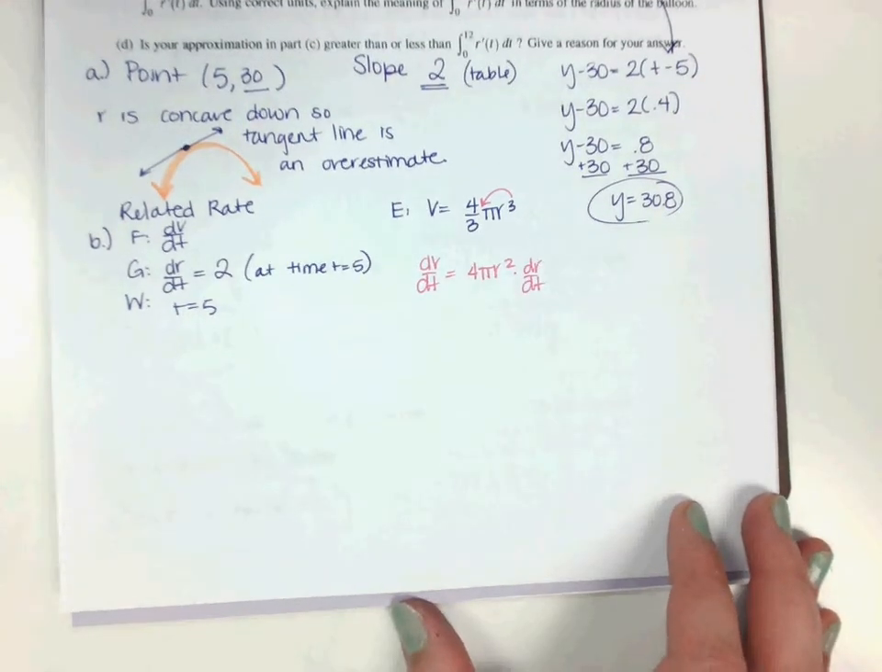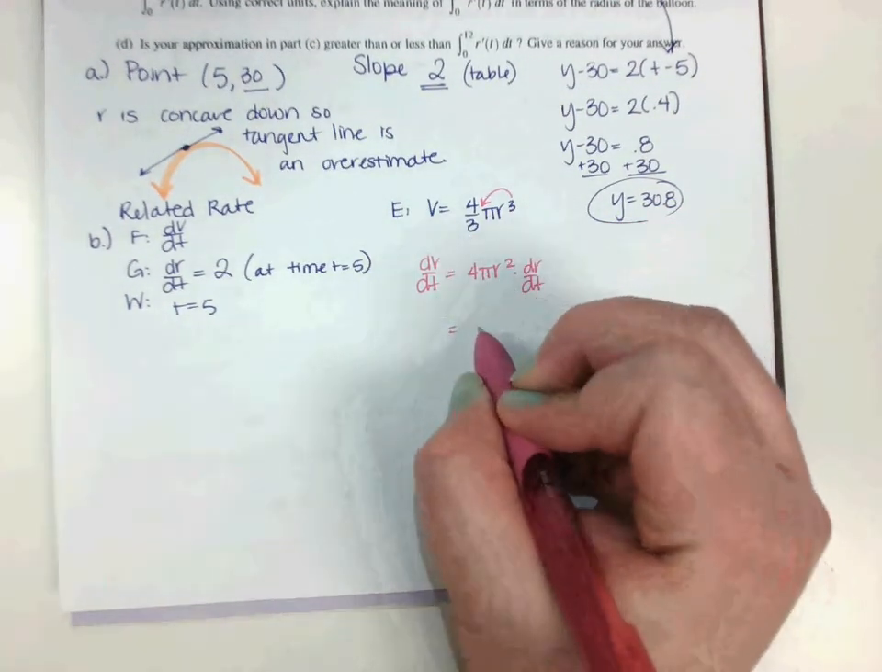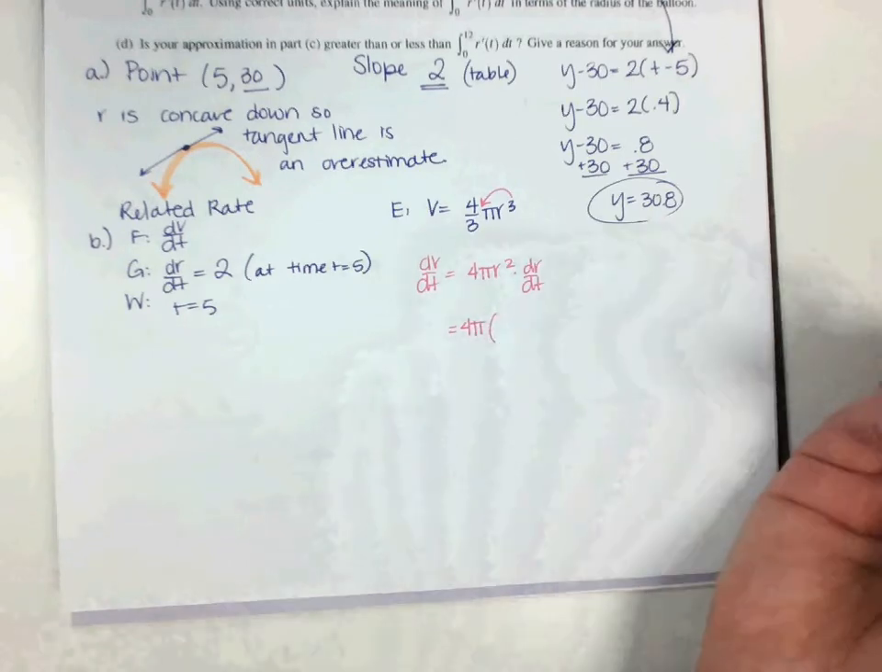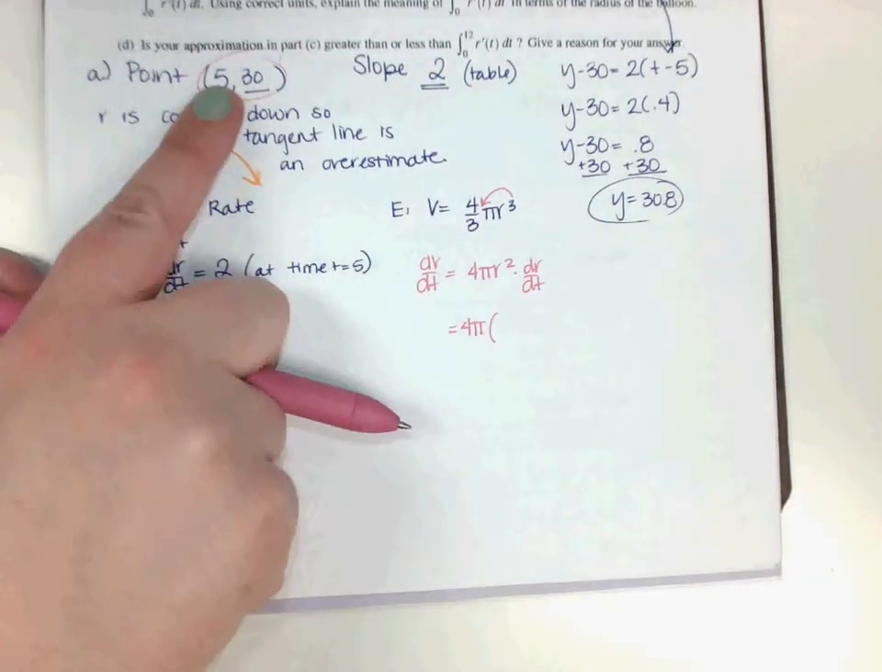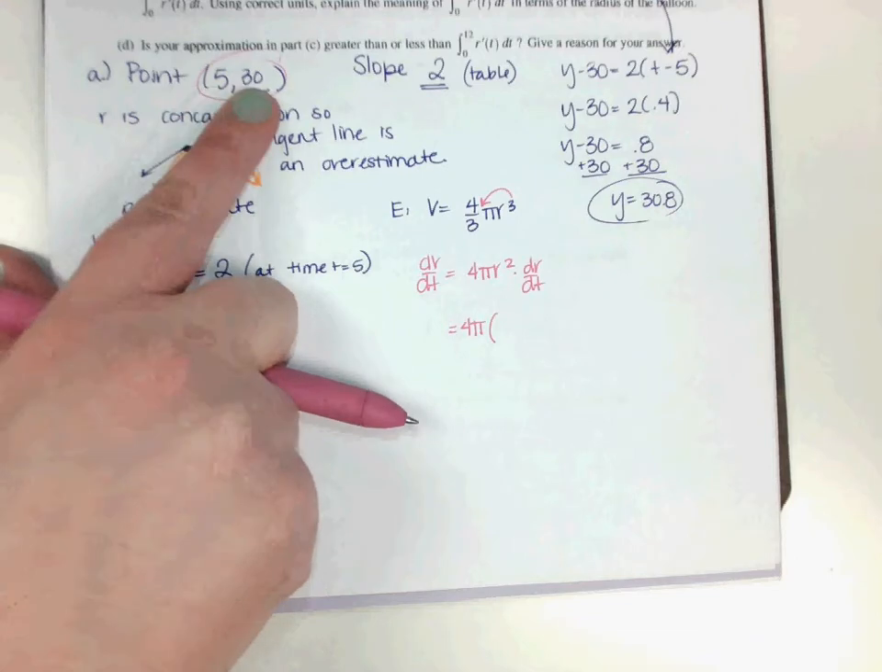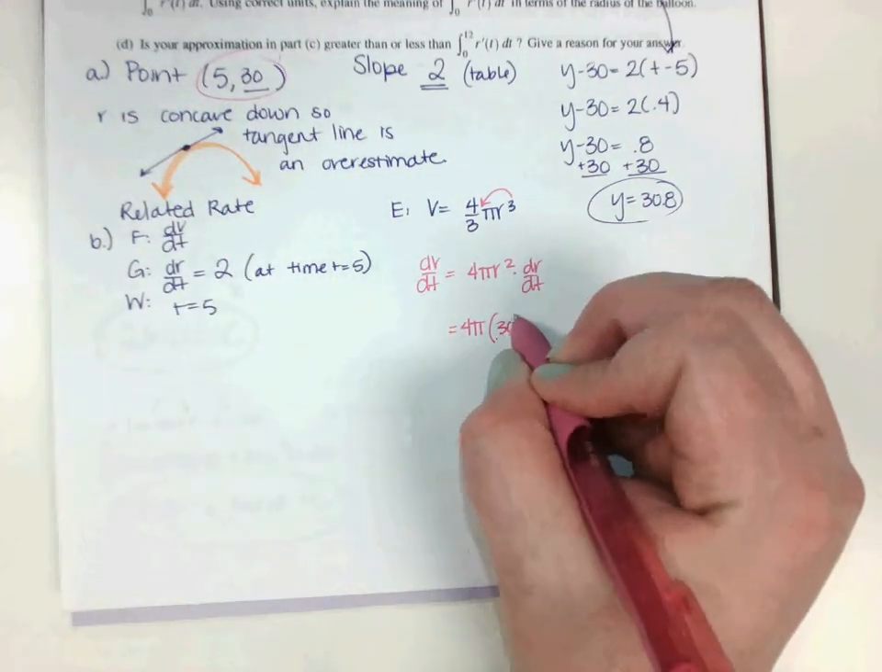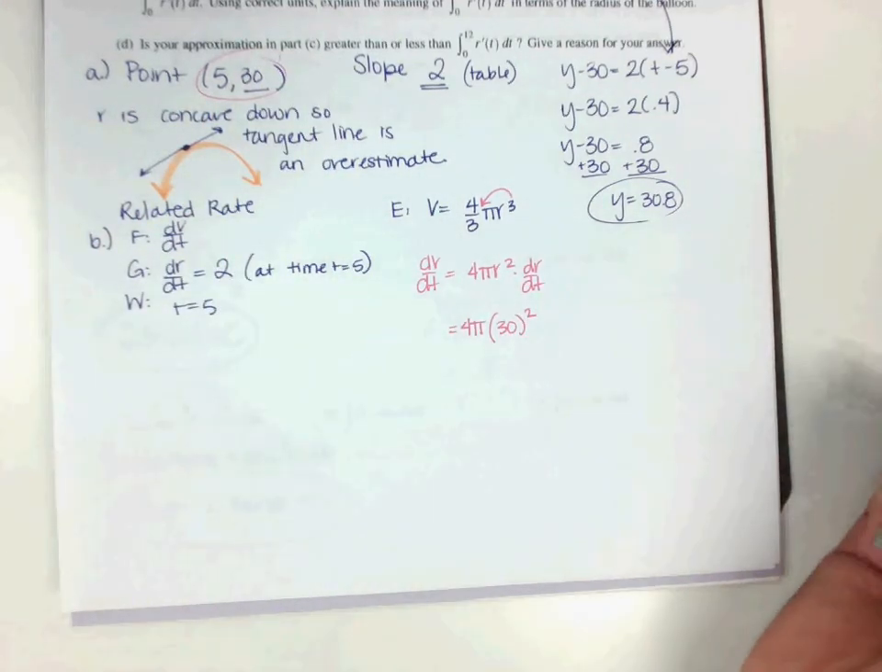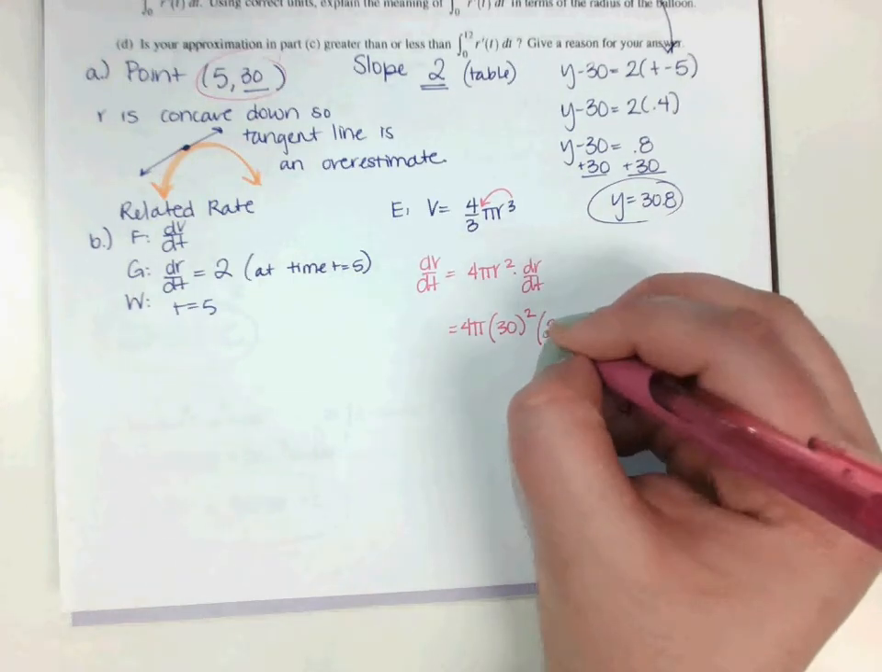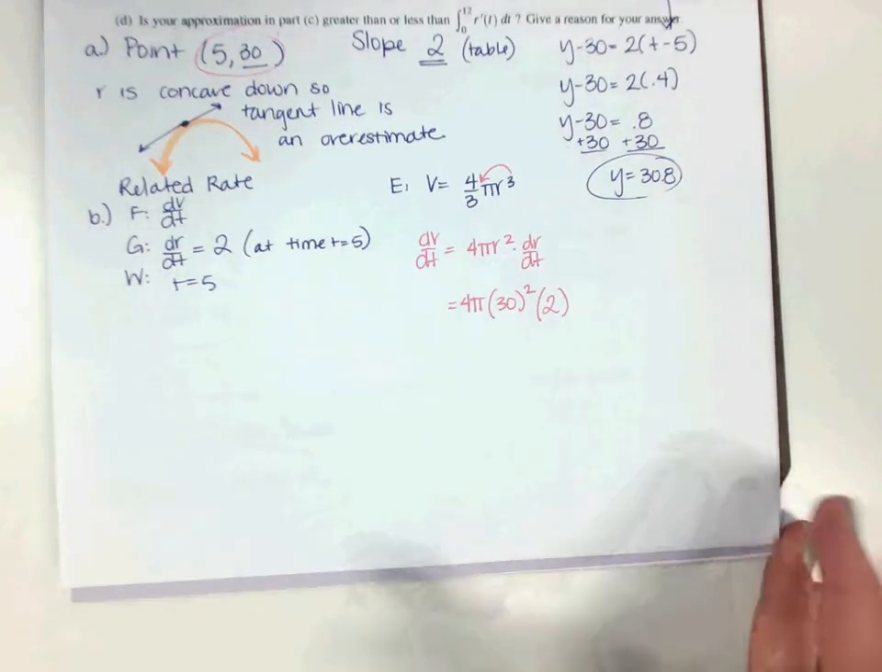Okay, then I'm ready to plug in. So 4 pi, what's my radius? We found it earlier. What was the radius at 5? 30. And then what's my dr/dt that they gave me in the chart? 2. And I would just leave it like that.